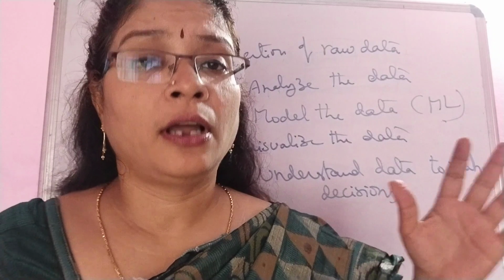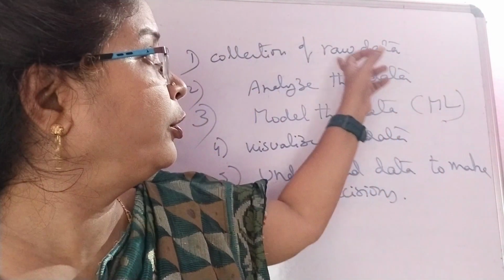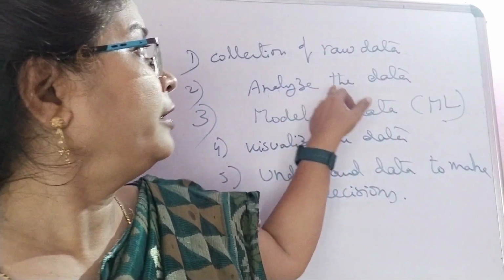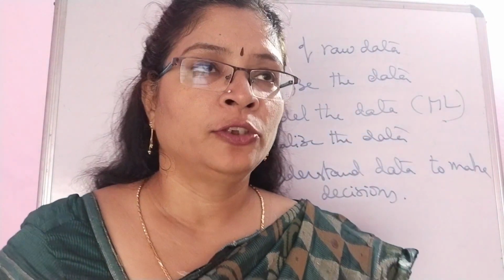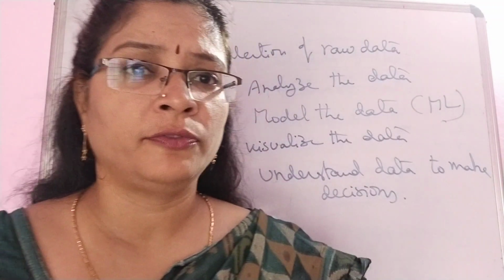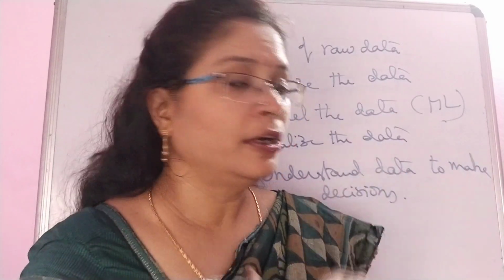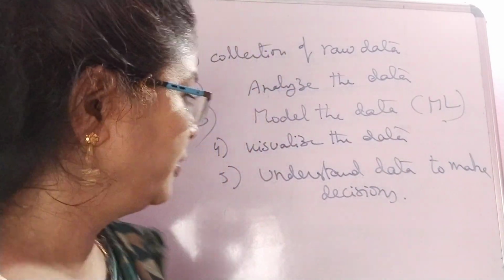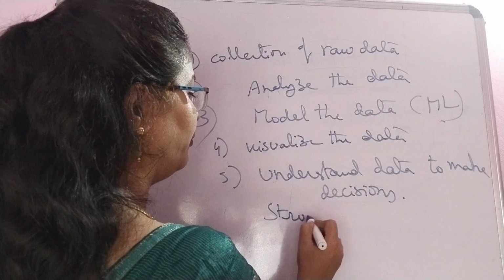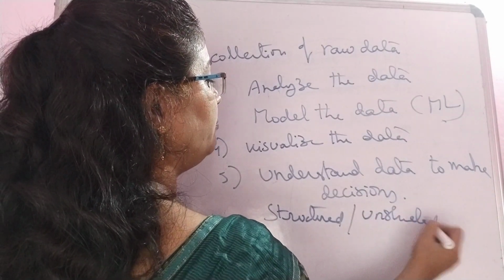We need to collect the raw data in an exponential amount. So what kind of data do you want? First of all, we are going to collect this raw data. And next, you are going to analyze the data. So here in the analysis part, the data is divided into multiple kinds of parts. So what are the parts? Normally in data science, we have the data in multiple forms. That is, we can say the forms are structured, unstructured, and semi-structured.